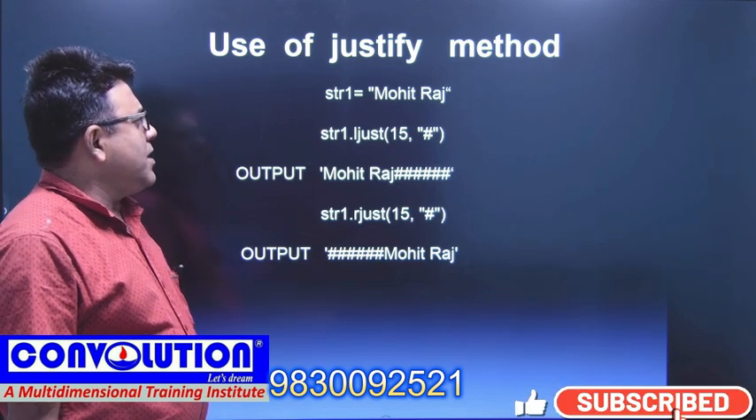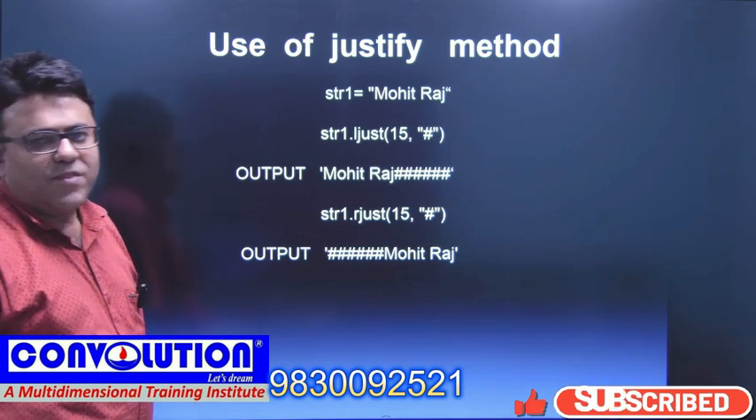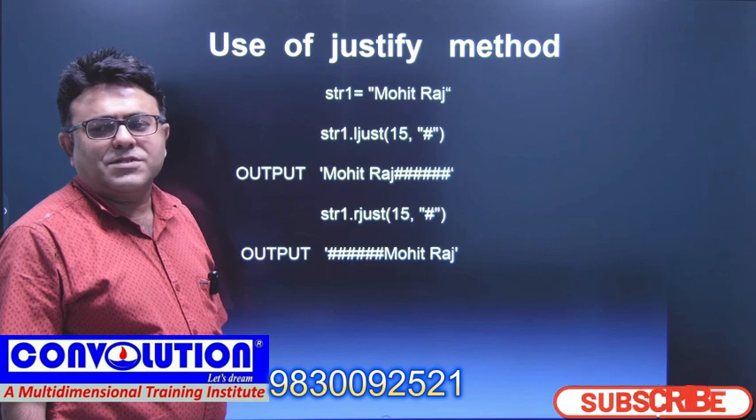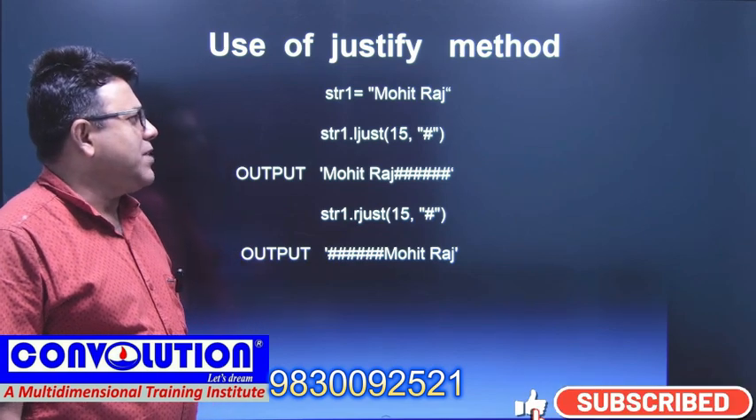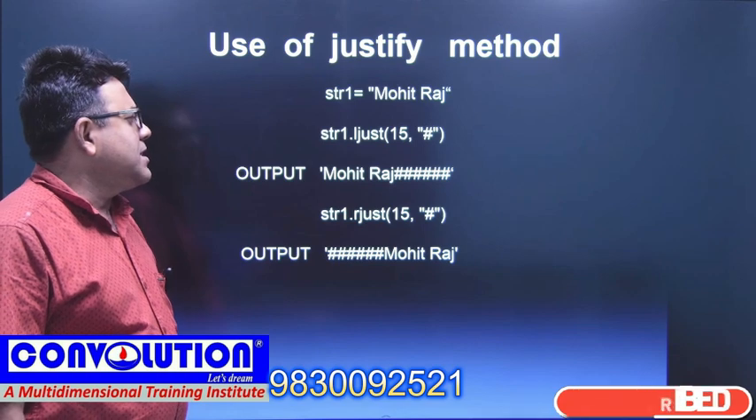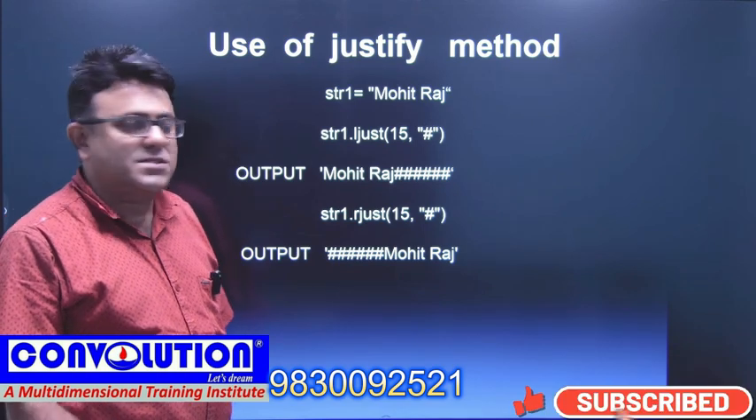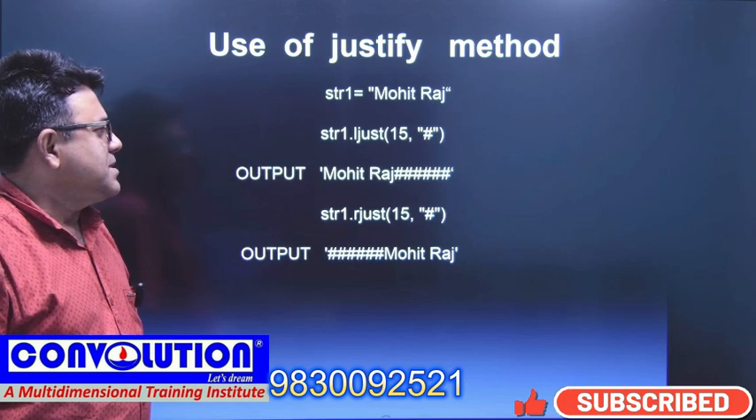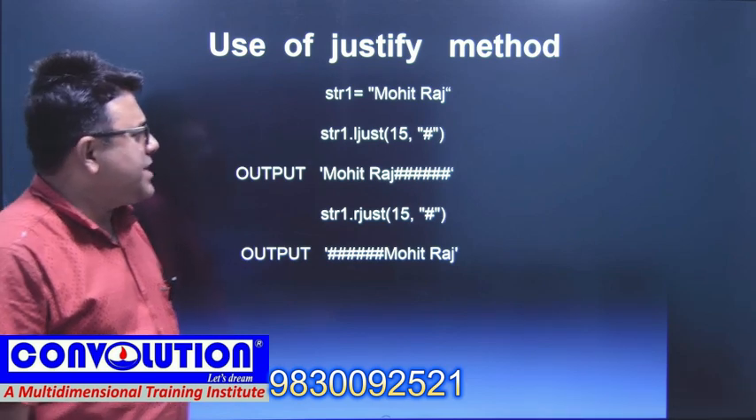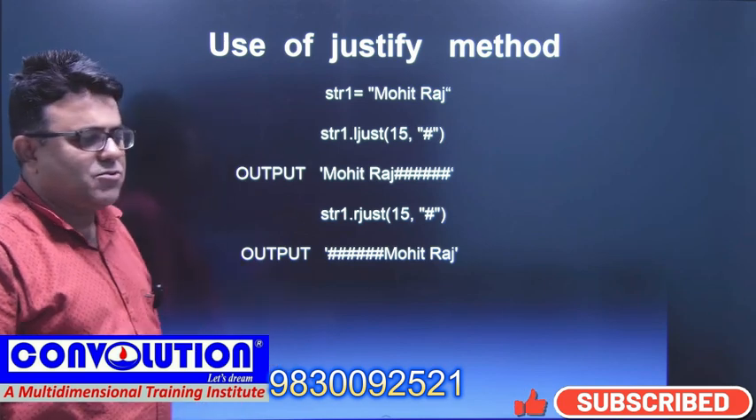So here what I've done is str1 equal to Mohit space Raj. str1 is a variable. I'm assigning a value like Mohit Raj. Between Mohit and Raj there's a space. Then I'm saying str1 dot ljust. ljust is a function. Then inside the bracket I'm saying 15 comma hash. And remember, hash is within double quotes.